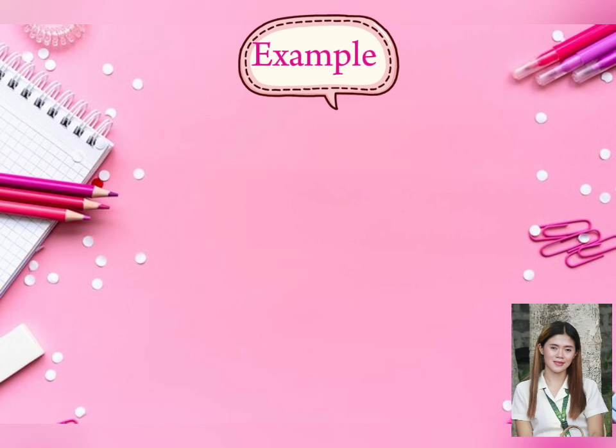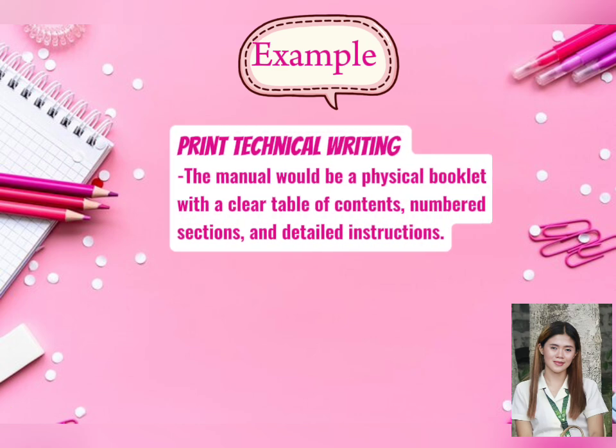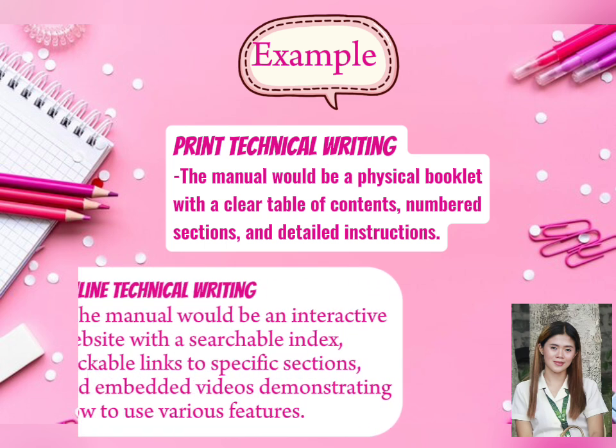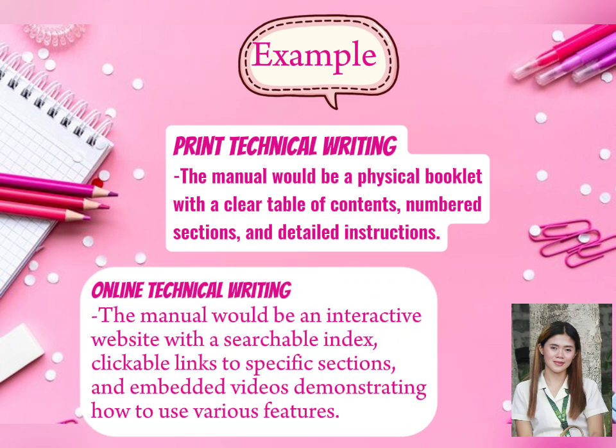Example: imagine a user manual for a new smartphone. In print technical writing, the manual would be a physical booklet with a clear table of contents, numbered sections, and detailed instructions. While in online technical writing, the manual would be an interactive website with a searchable index, clickable links to specific sections, and embedded videos demonstrating how to use various features.